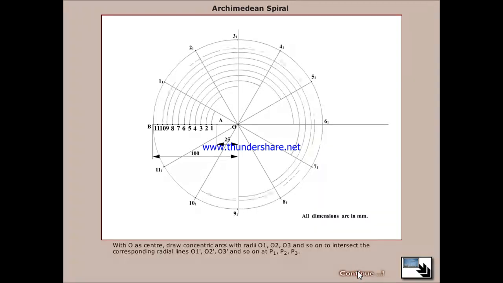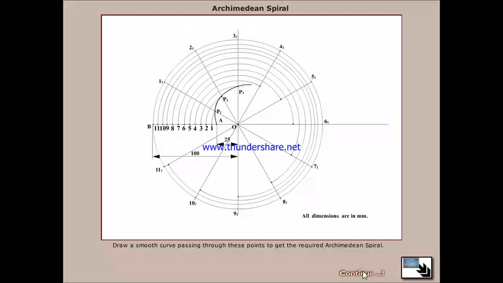With the center O, draw concentric arcs with the radii O1, O2, O3 and so on to intersect the corresponding radial lines O1 dash, O2 dash, O3 dash and so on at P1, P2, P3. Now draw a smooth curve passing through these points to get the required Archimedean spiral.